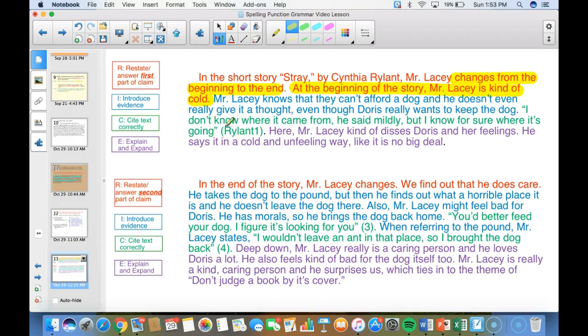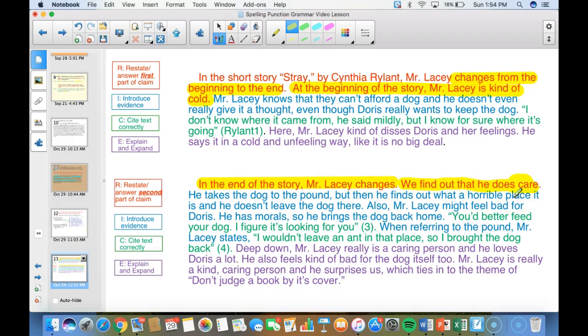And then you can see that this writer introduces the claim, puts the evidence that shows that he's cold, and then he explains and expands on his evidence. Then, in the end of the story, Mr. Lacey changes. So here we have the second part of the claim, but we don't have the answer to the question yet. We need to know, how does he change? We find out that he does care, or he is compassionate, or he is feeling.